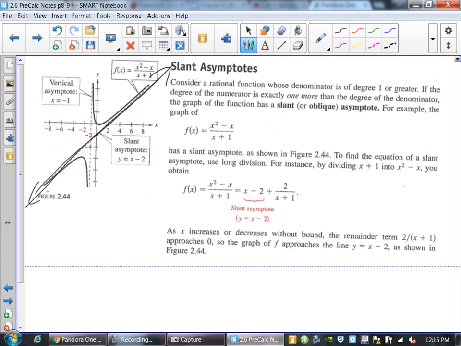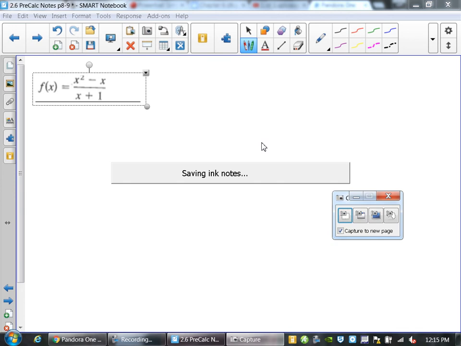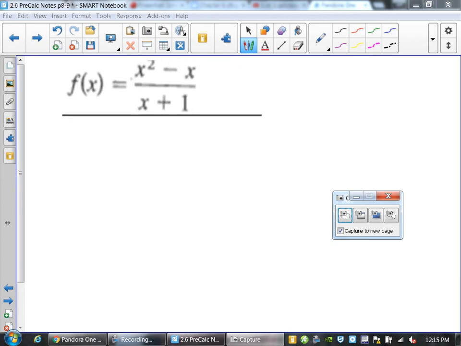The way that you can get a slant asymptote is if the degree in the numerator is greater than the degree in the denominator. That's really all it works out to be. The way that you find them is you use long division. And once you use long division once, it drops in. So if we start with the function, let me show you how this goes. If I start with this, x squared minus x.